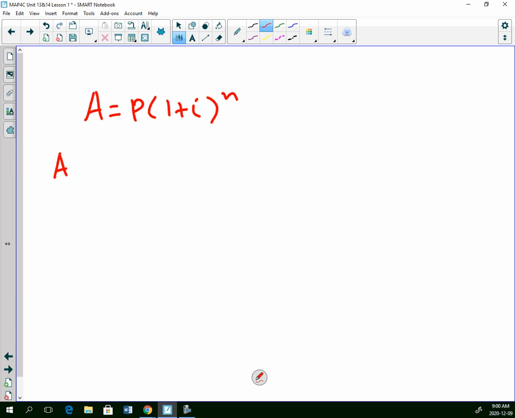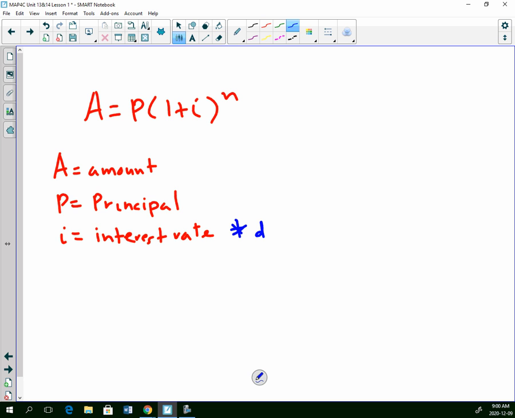So we said A is the amount, P is the principal or start amount, I is the interest rate, so that always needs to be divided by how often you're getting that interest. Okay, so we'll look at some examples. So you could get it annually, right? If you had it annually, then you would get once a year.